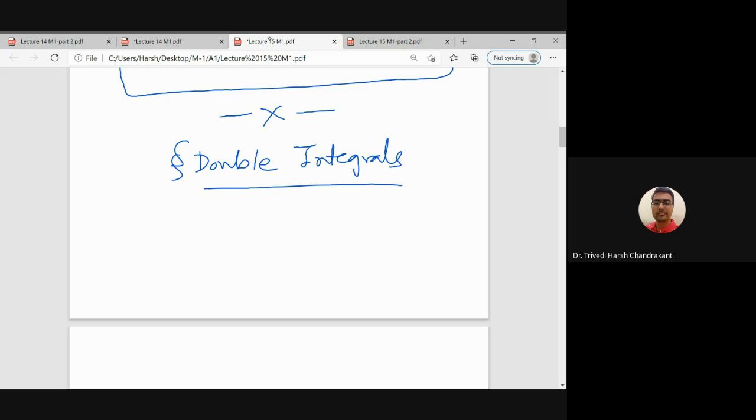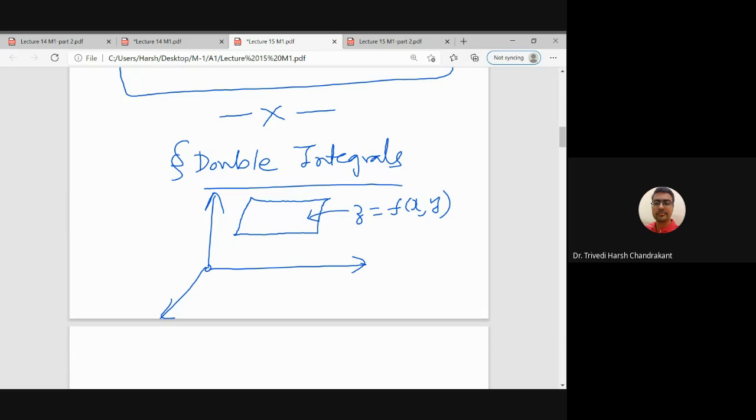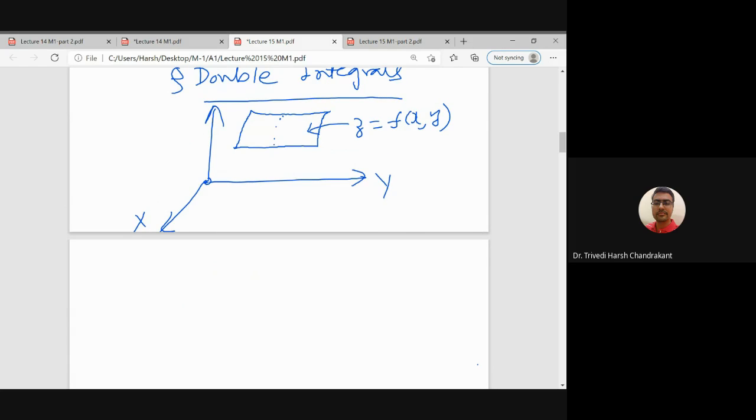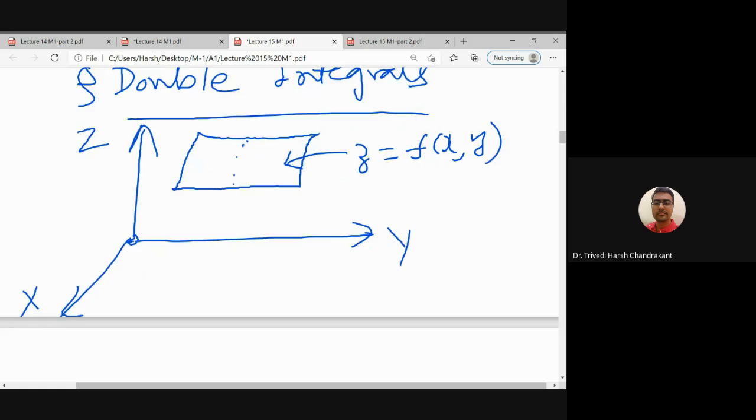So what is a double integral? We have a function of two variables, f of x, y. The graph of the function will be z equals f of x, y. Such a function we want to integrate over a region given in the xy plane. So this is the x-axis, y-axis, and z-axis. We want to integrate this function, which lies essentially above the xy plane, over a particular region in the xy plane.